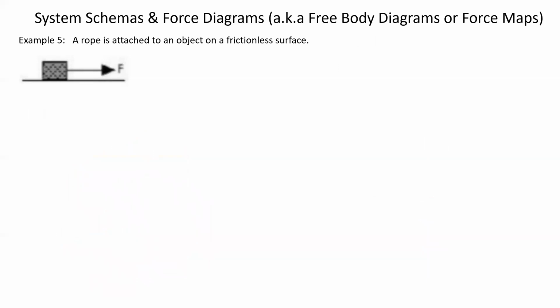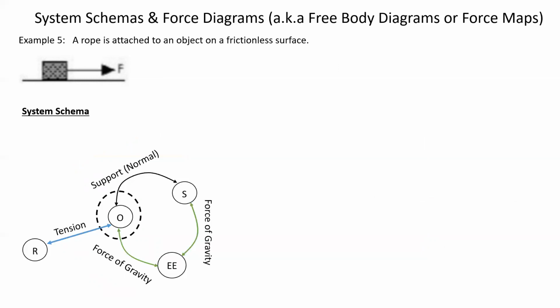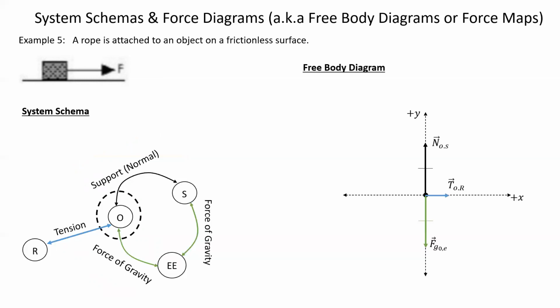A rope is attached to an object on a frictionless surface. So notice this, in this situation, there's no friction between the surface and the system, but there still is a normal force, and there's a gravitational force and a tension force. So eliminating the friction force from before, we have these 3 forces. This is an unbalanced situation. This is not equilibrium. That tension force will cause an acceleration in the direction of the tension force, toward the right. In this case, the net force is equal to the tension force.